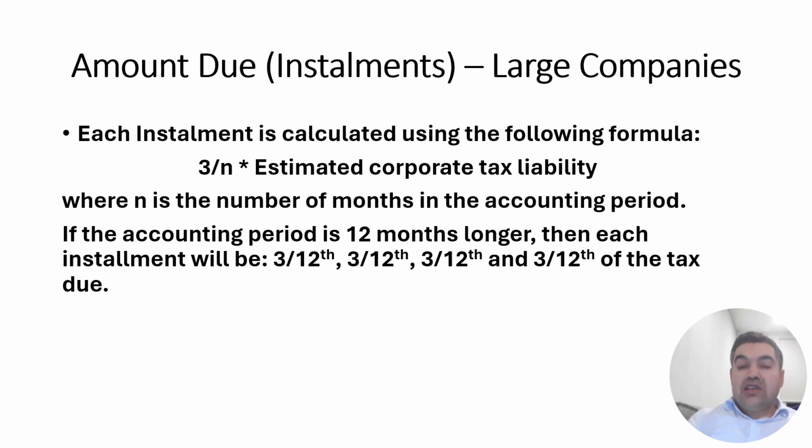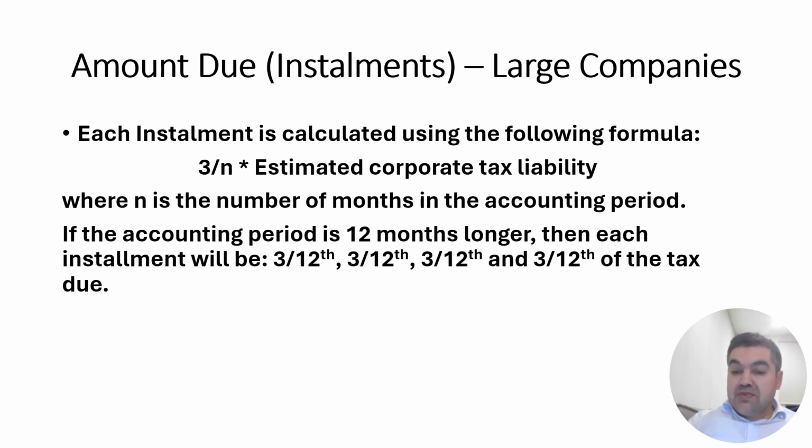So how do you calculate your installment amount? The formula is 3 divided by n multiplied by the estimated corporate tax liability, where n represents the number of months in the accounting period. If the accounting period is 12 months long, then each installment will be 3 divided by 12, so there will be 4 installments, calculated as 3 divided by n multiplied by the estimated corporate tax liability. Why are we using the word estimated?